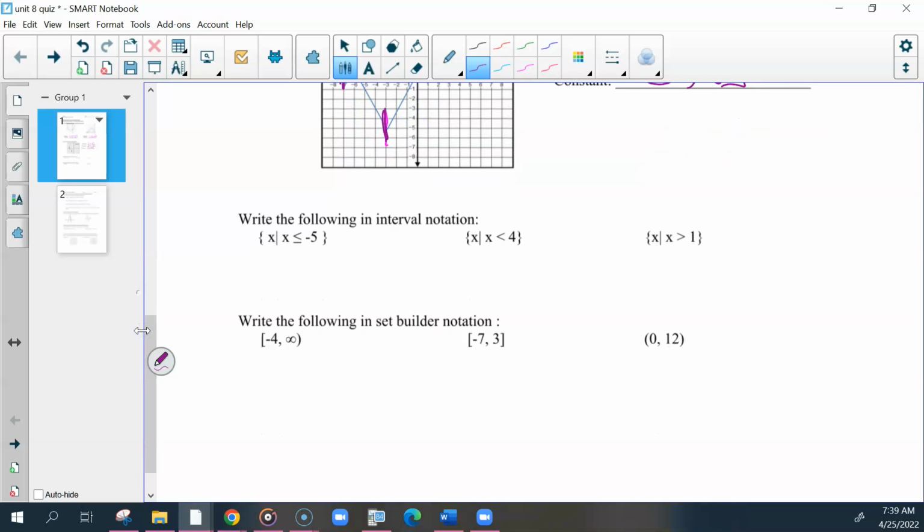Then you had to write these in interval notation and set builder notation. This was less than -5, so negative infinity to -5 with a bracket. The next one was negative infinity to +4 with a parenthesis. And the last one starts at 1 with a parenthesis and goes to infinity.